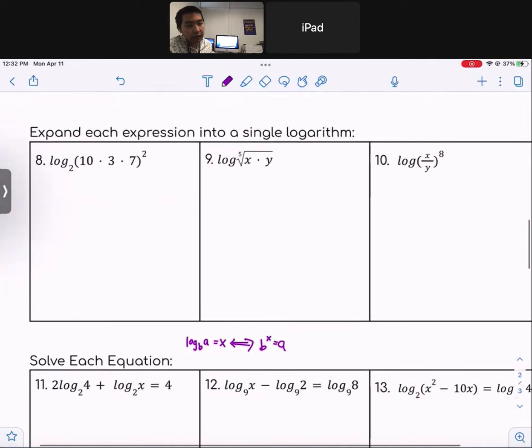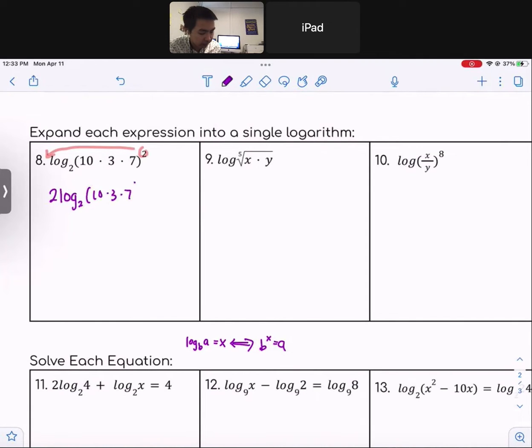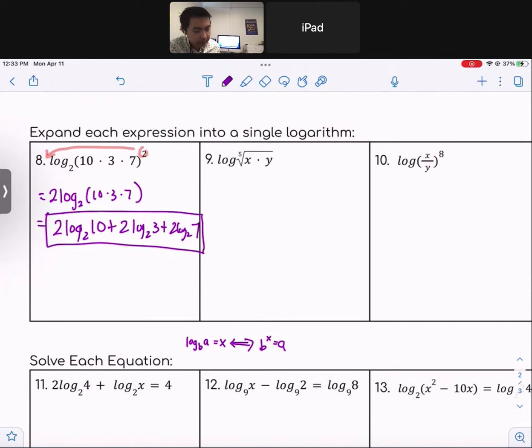Now when we expand, you guys, it's a different story. So when we expand, we should probably expect multiple logs potentially. So we have number 8, so we should get this power of 2 to go to the front. 2 log base 2 of 10 times 3 times 7. And now, you guys, we expand that, but now it has a 2 in front of each log. 2 log base 2 of 10 plus 2 log base 2 of 3 plus 2 log base 2 of 7. And that's your guys' expansion.